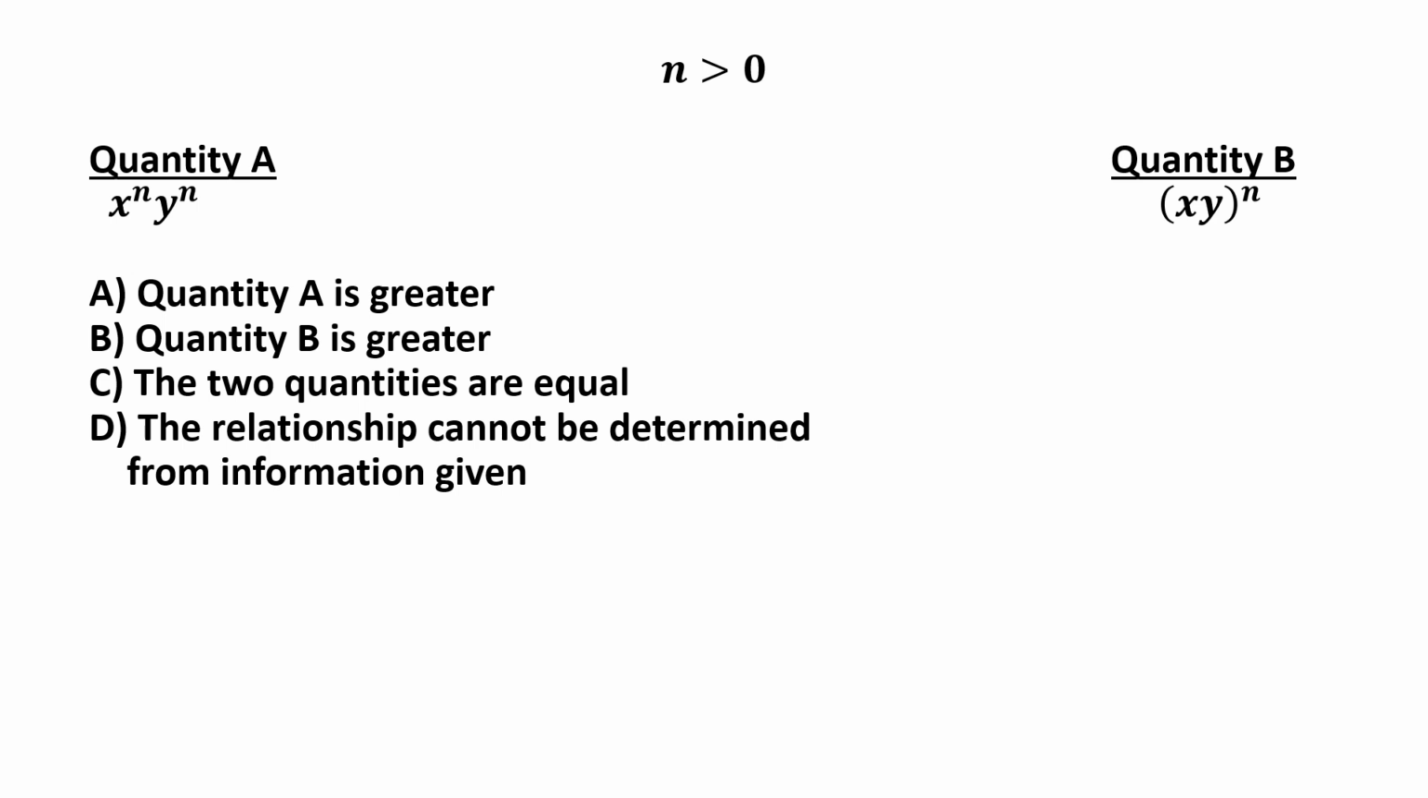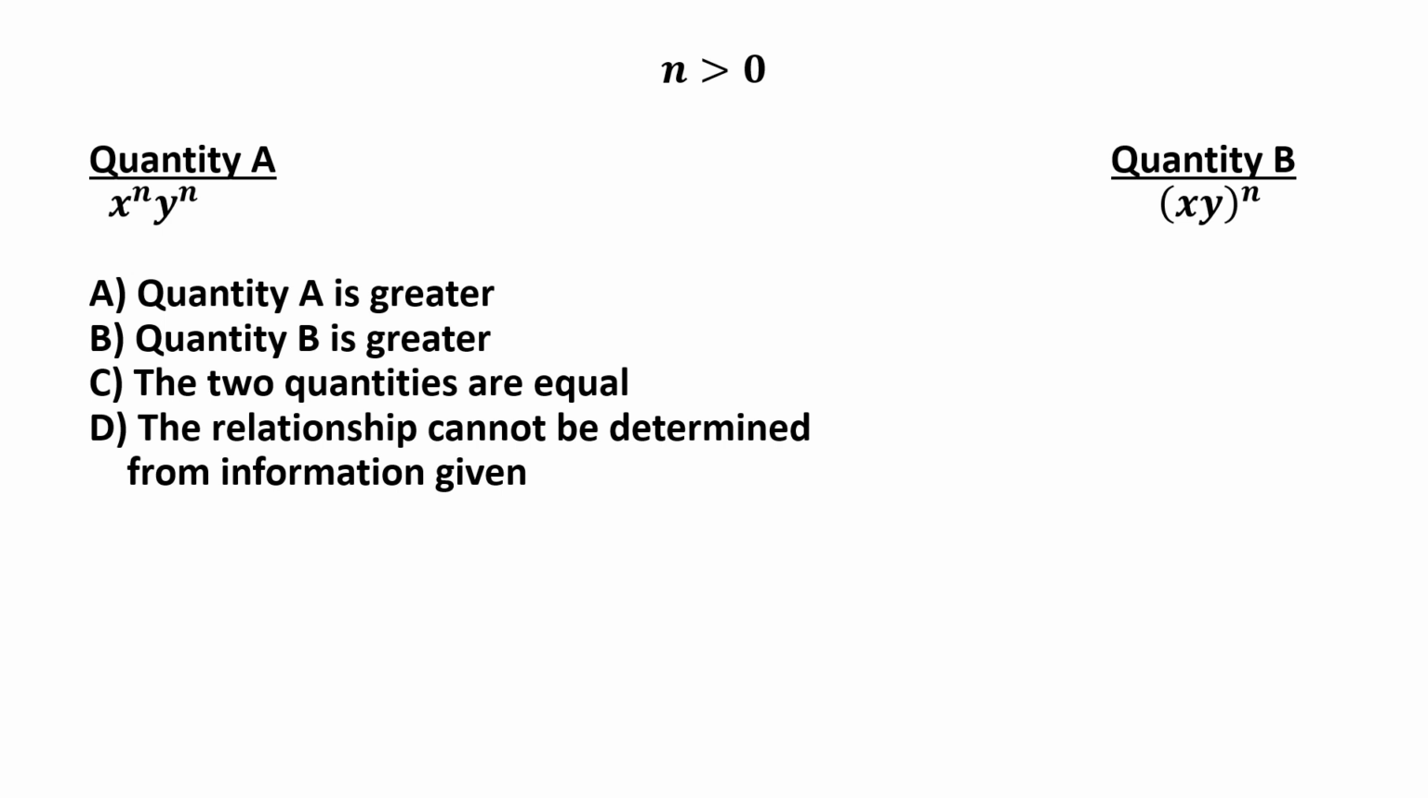We are given two quantities. Quantity A is x to the power n multiplied by y to the power n, and quantity B is (xy) whole to the power n, and n is greater than 0. We have to determine the relationship between quantity A and quantity B.